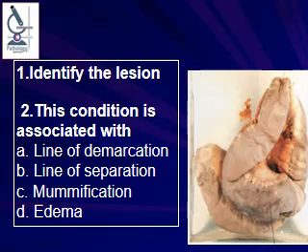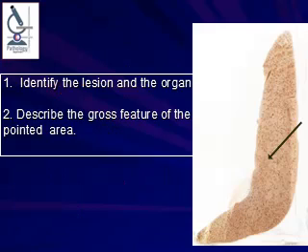Identify the lesion. This is wet gangrene of the small intestine. This condition is associated with what? Edema. Identify the lesion and the organ. This is an example of amyloidosis in the spleen. Describe the gross feature of the pointed areas. We said that the amyloid material looks grossly as what? Brownish, translucent, waxy in appearance.